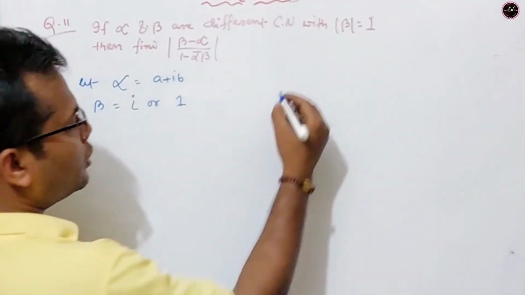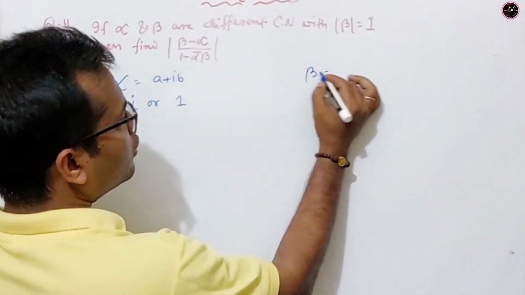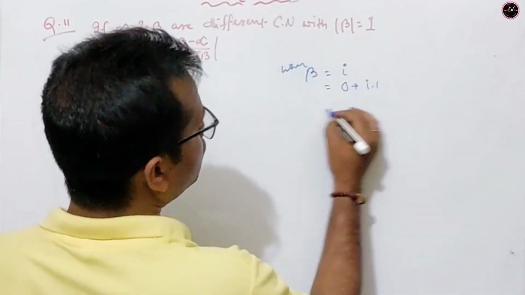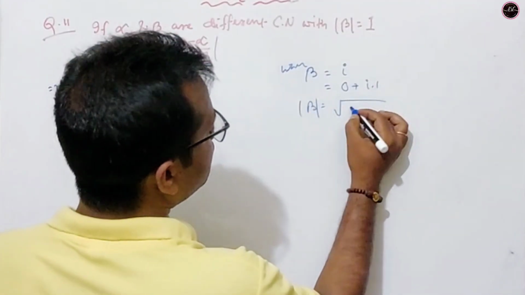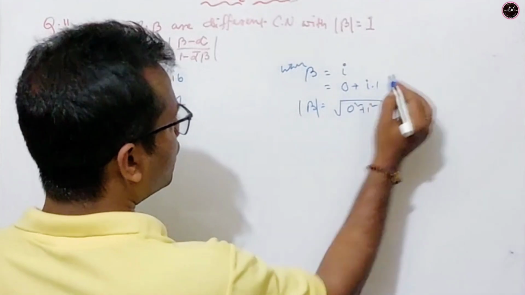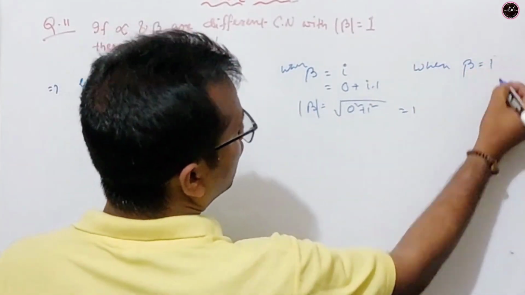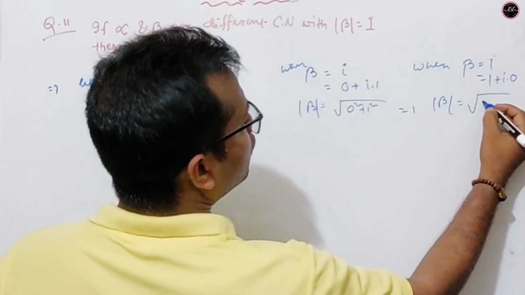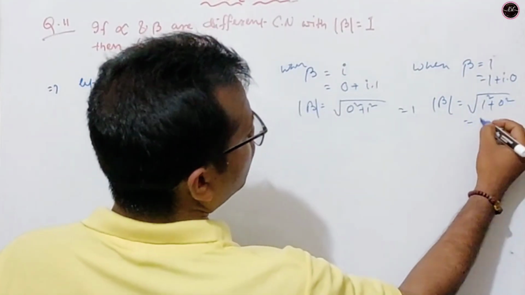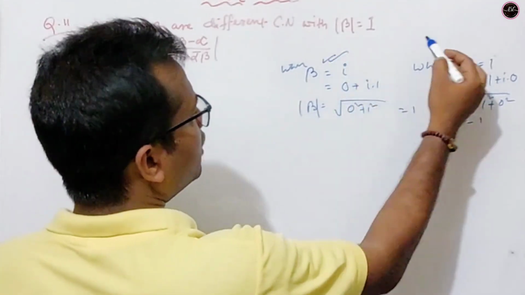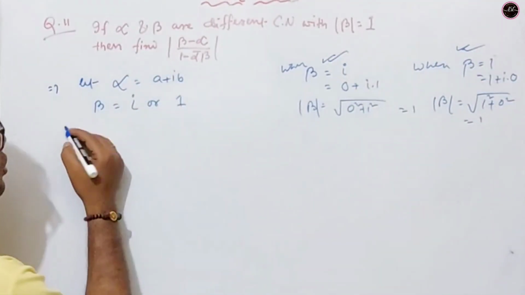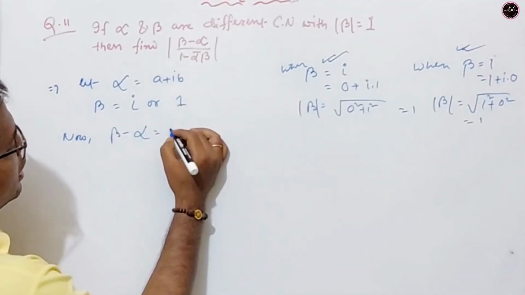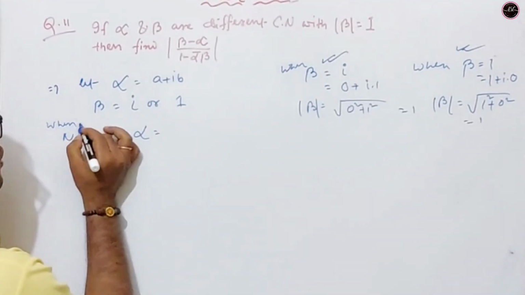Why? Look, here beta equal to i or 1. When beta equal to i, this can be written as 0 plus i times 1, so mod beta equal root over 0 square plus 1 square equal to 1. And when beta equal to 1, this can be written as 1 plus i0, so mod beta equal to root of 1 square plus 0 square equal to 1. So beta can be any of these two. Now let beta equal to 1.